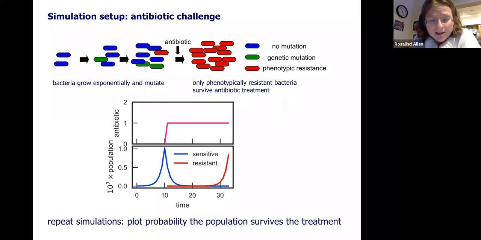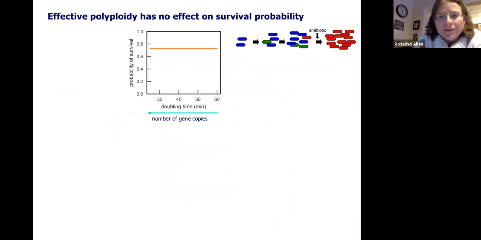And what we did is we did many simulations of this scenario for the two different phenotypic resistance mechanisms. And we plot the probability for each scenario that the population survives the treatment. So our first result, which is kind of surprising at first glance, is that when we simulate the effective polyploidy delay mechanism, it actually has no effect on the survival probability of this population.